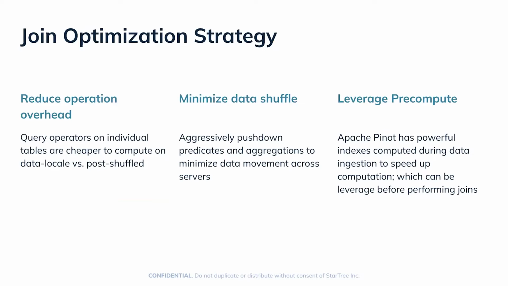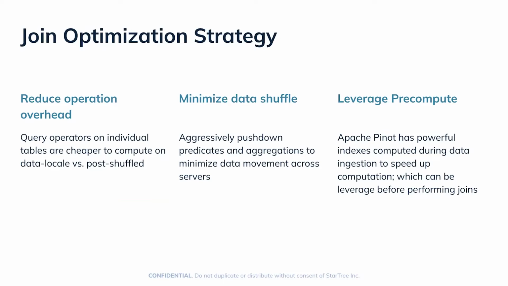Now, why do we want to say that this is an extremely efficient optimization, or an order of magnitude faster for star schema use cases compared to a federated system? It's because we can leverage a lot of the things natively available in Apache Pinot in order to optimize the join speed. One of them is called reduced operator overhead, right?